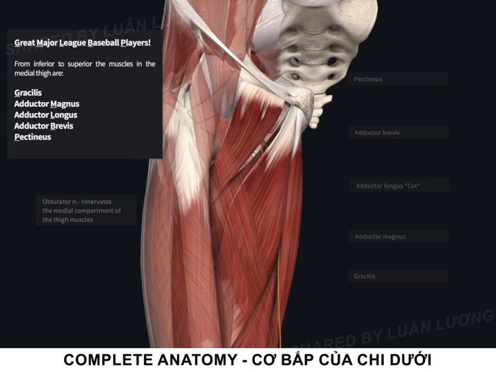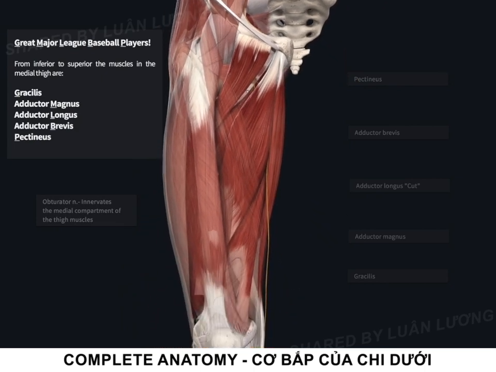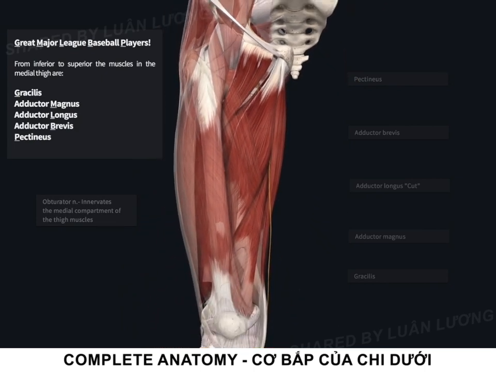So remember, as you look at the medial compartment of the thigh, the simple mnemonic for great Major League Baseball players, to remember gracilis, adductor magnus, adductor longus, adductor brevis, and ending with pectineus.